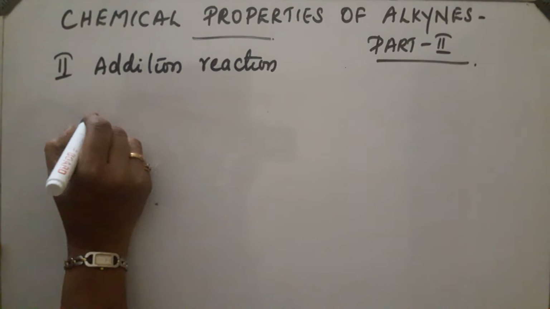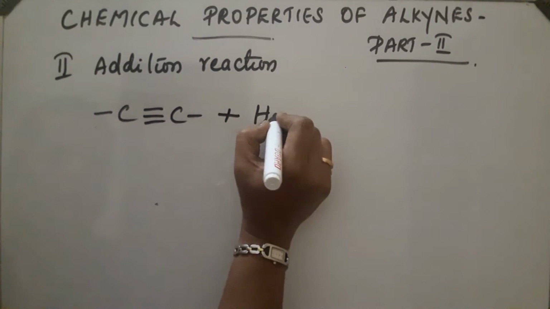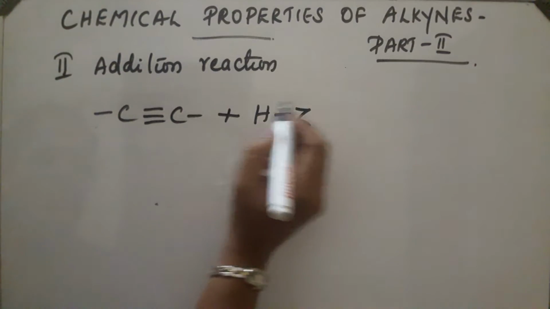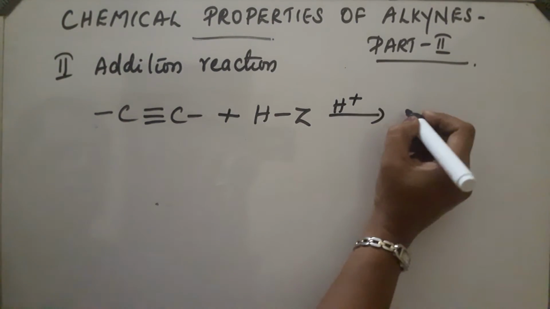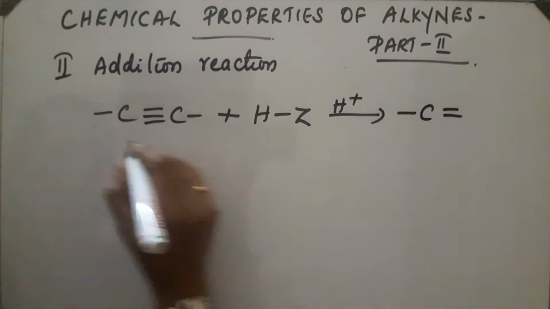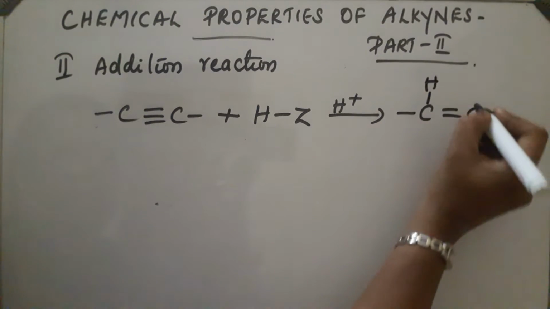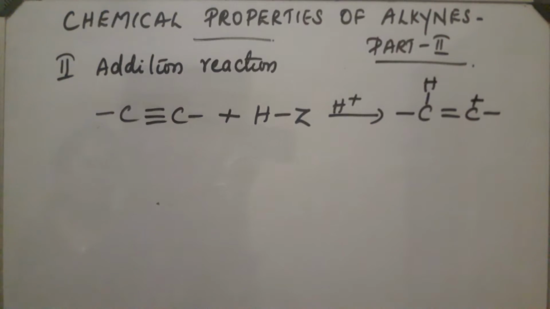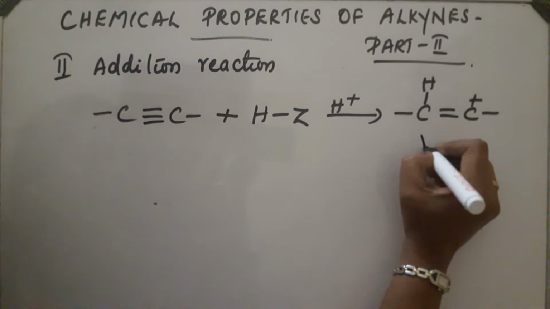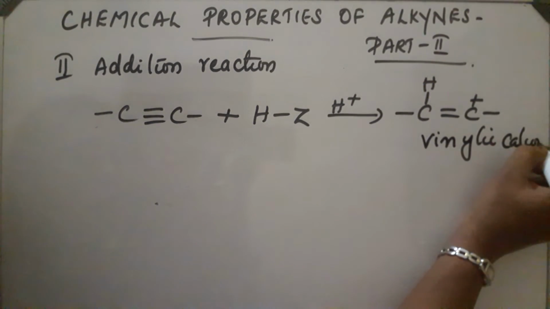Let us see. C triple bond C plus HZ, that is H plus and Z minus, in the presence of H plus, an acid. The triple bond gets converted into a double bond, a hydrogen atom is attached, and a cation is obtained, and C gets a positive charge. This is called a vinyl cation. So first, vinyl cation is obtained.